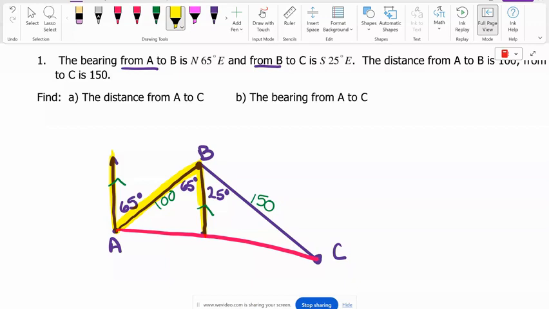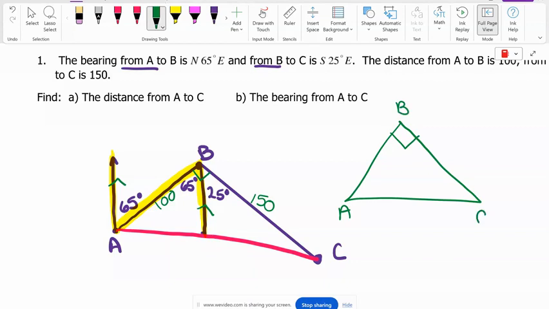All right. So with that said, now that I know that angle B is split into 65 and 25, isn't that 90 degrees right there? So this wasn't so bad. Here's my 90-degree angle. I have A, B, C. The first thing I want to do is find the distance from A to C, which I will call x. A to B is 100. B to C is 150.